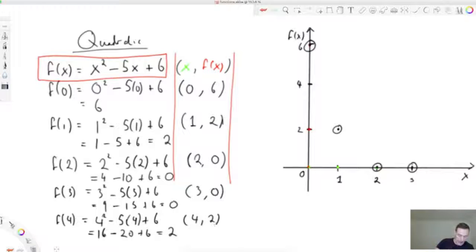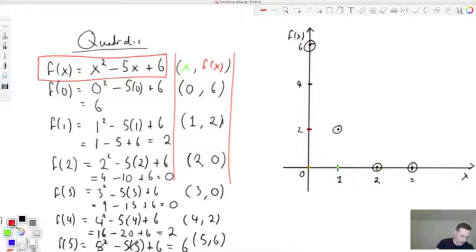Okay, and the last one, f of 5. Well, f of 5 is going to be equal to 5 squared minus 5 times 5, and then plus 6. And the thing that we see here is 5 squared. Well, 5 times 5 is just 5 squared. So that means that this is 5 squared minus 5 squared plus 6. So those two would cancel, and we're just left with the 6. So we get 5, 6 as our answer.